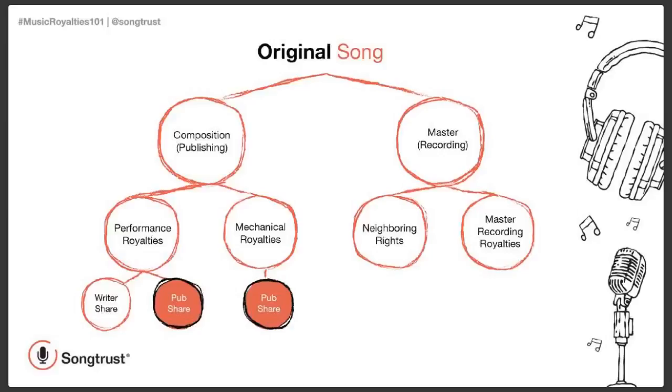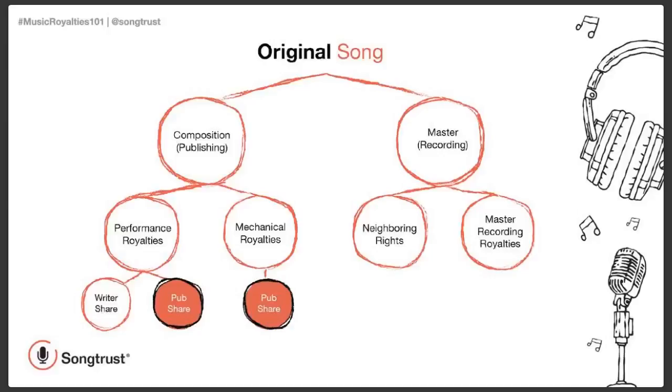And the two types of streaming royalties that we receive are performance royalties and mechanical royalties. Performance royalties are traditionally paid out by a PRO and or, depending on the territory you're in, a CMO. So a performing rights organization or a collection management organization. And these are paid out into two shares. They're called the writer share and the publisher share.